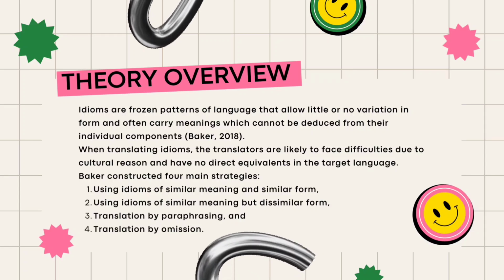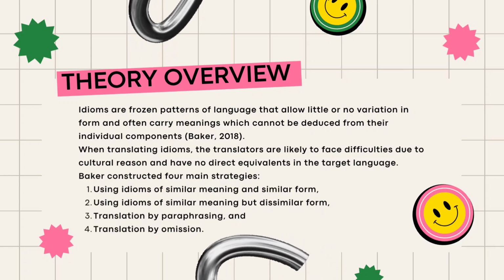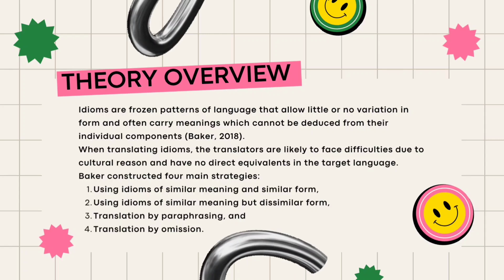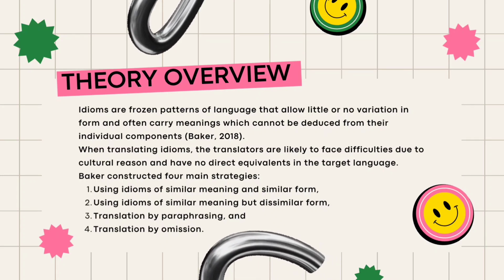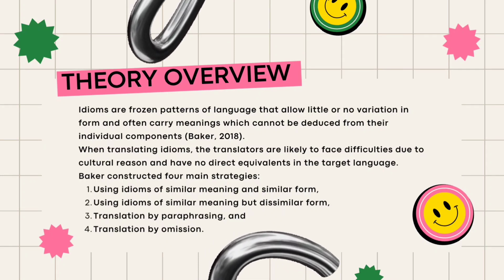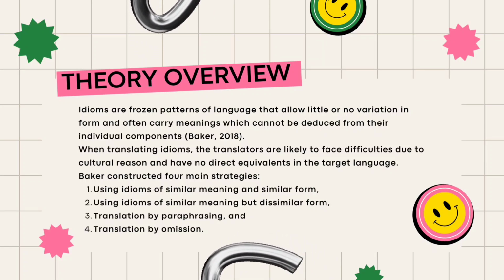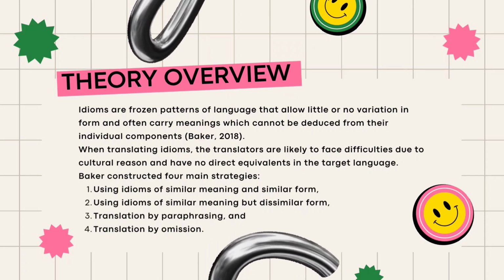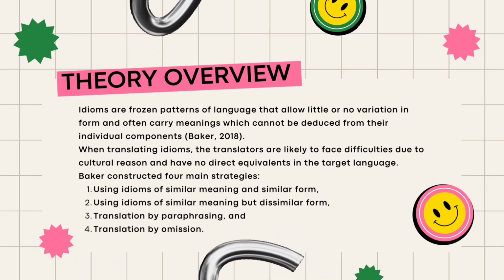In order to address this, Baker constructed four main strategies. Those are using idioms of similar meaning and similar form, using idioms of similar meaning but dissimilar form, translation by paraphrasing, and translation by omission. The choice of strategy depends on context, cultural familiarity, and the importance of the idiom to the tone or message of the source text. Baker emphasizes the importance of prioritizing meaning and communicative effect over literal form in idiom translation.